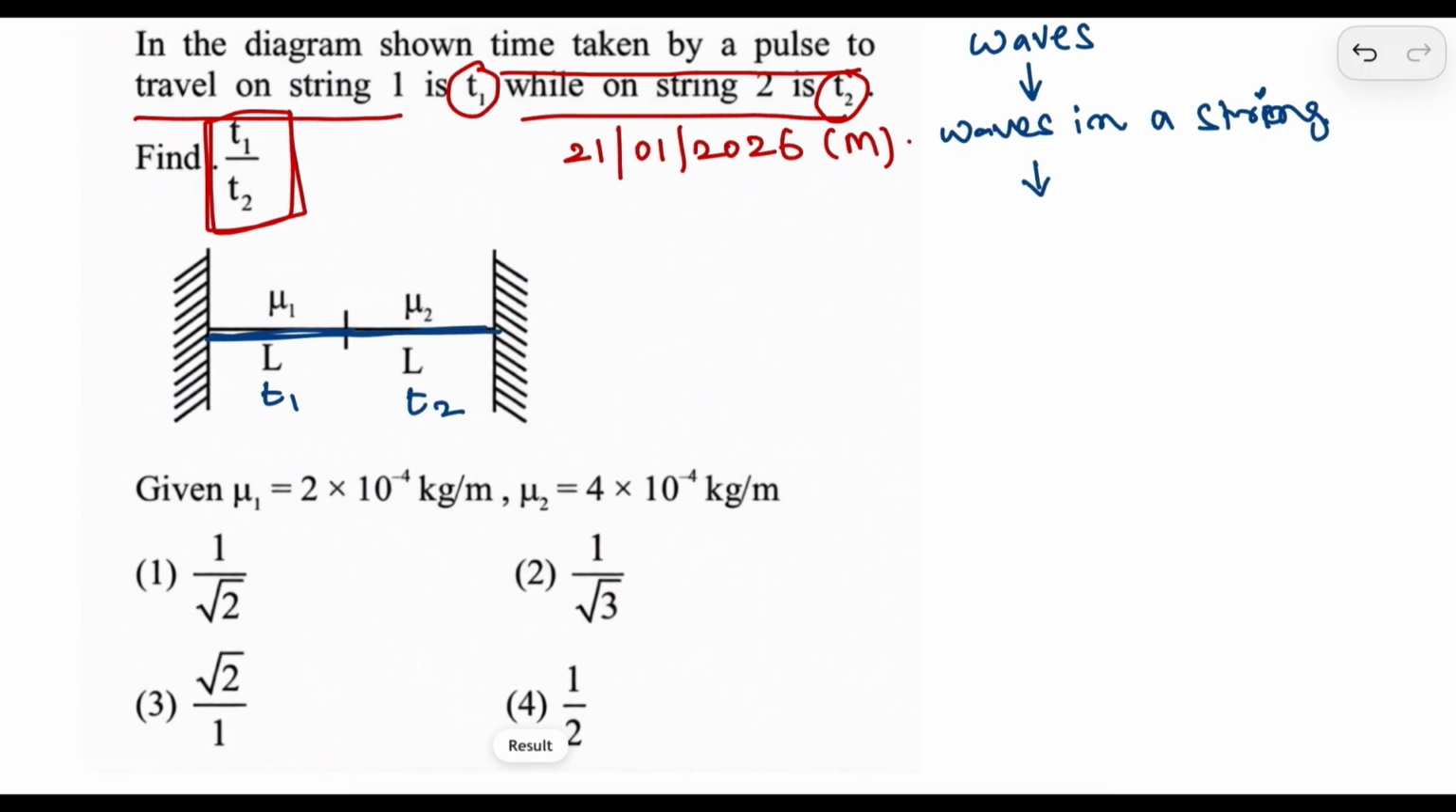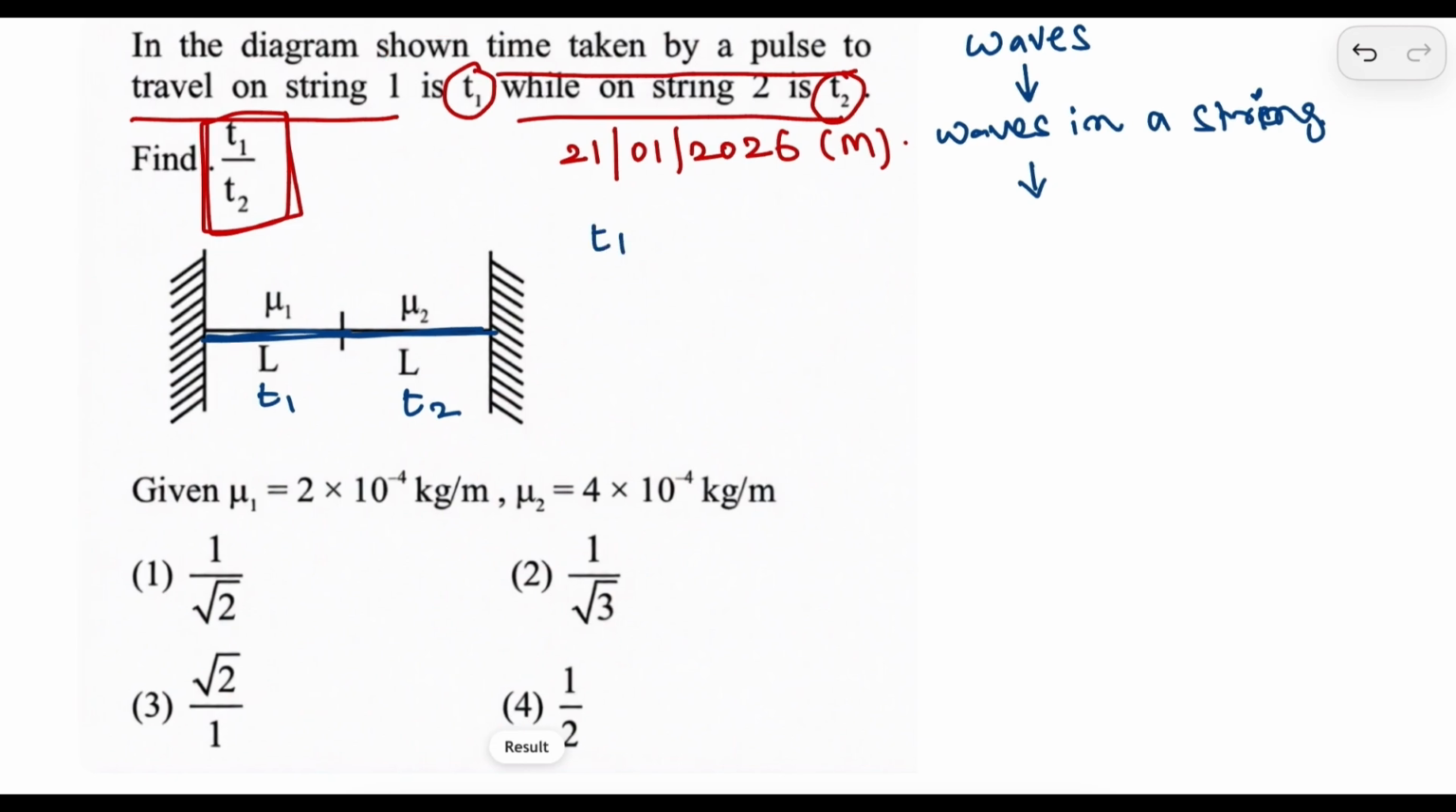So T1 by T2. T1 is D by V1, and the next one is D by V2. The lengths are given. If you take it as D, it means L is given here, and for the second one also L. So this will be V2 by V1. So T1 by T2 is equal to V2 by V1.